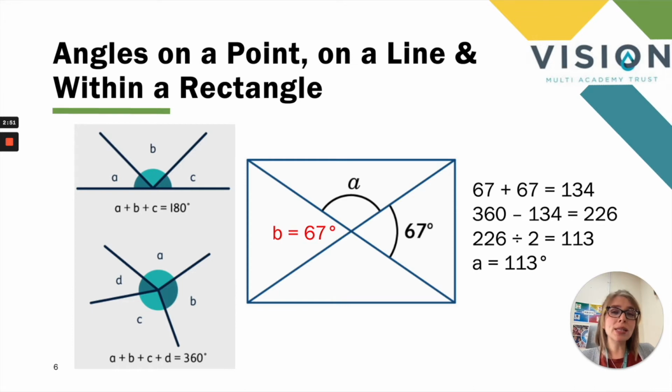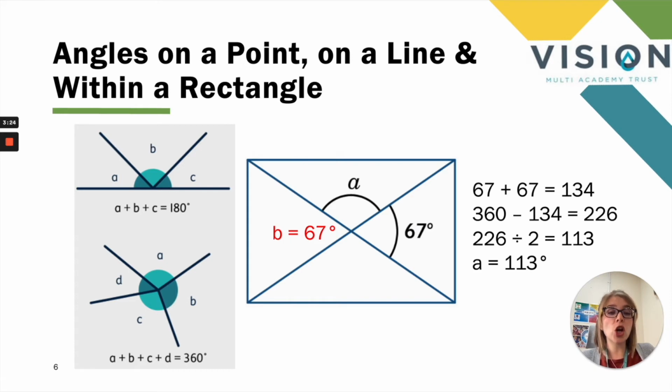Now we don't always have to have a protractor to show us the size of angles. If we look at the second diagram in the middle where we've got the angles within a rectangle, we can see that there's a cross in the middle and that one of the angles has been marked at 67 degrees. And we want to find out what angle A is. Well, if the angle that's marked is 67 degrees, we know that the opposite angle, let's call it B, is also 67 degrees. So we can add those together and that will give us 134.